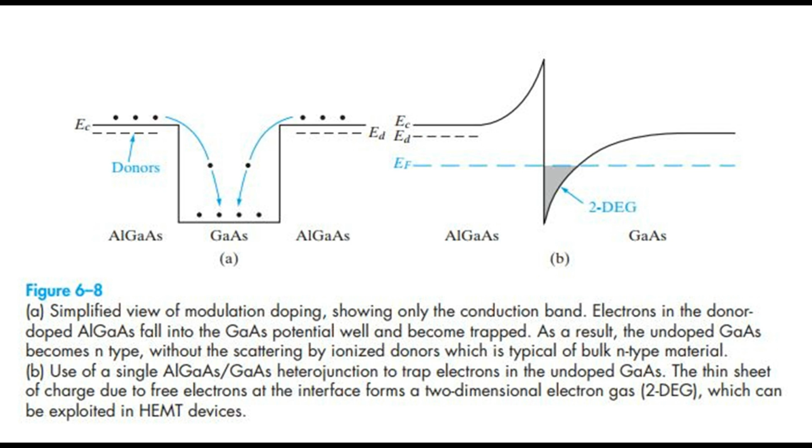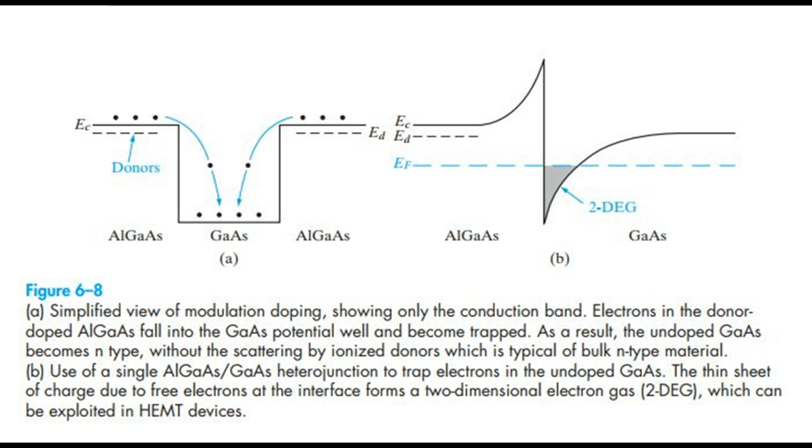Figure 6-8a: simplified view of modulation doping, showing only the conduction band. Electrons in the donor-doped aluminum gallium arsenide fall into the gallium arsenide potential well and become trapped. As a result, the undoped gallium arsenide becomes N-type, without the scattering by ionized donors which is typical of bulk N-type material. B: use of a single aluminum gallium arsenide/gallium arsenide heterojunction to trap electrons in the undoped gallium arsenide. The thin sheet of charge due to free electrons at the interface forms a two-dimensional electron gas, which can be exploited in high electron mobility transistor devices.